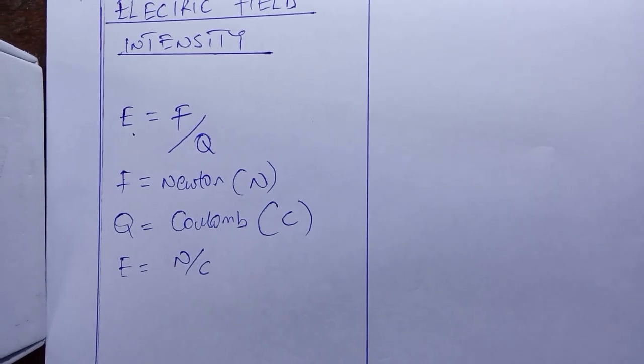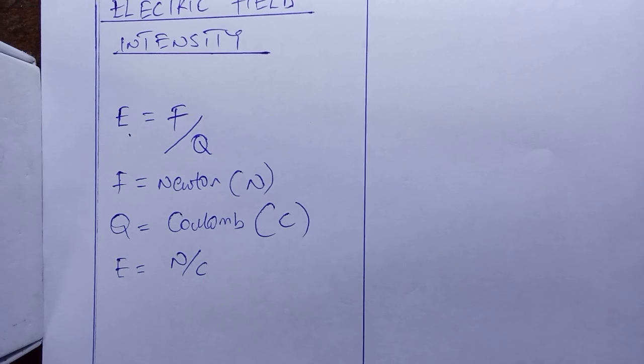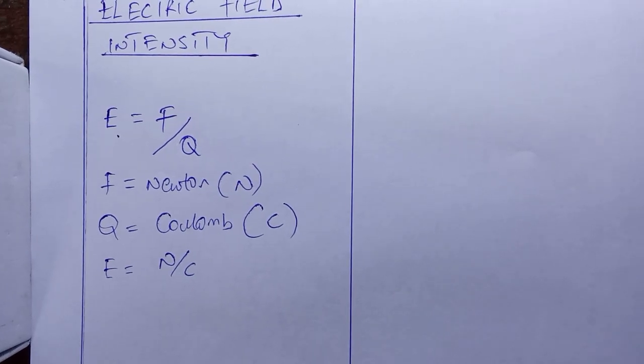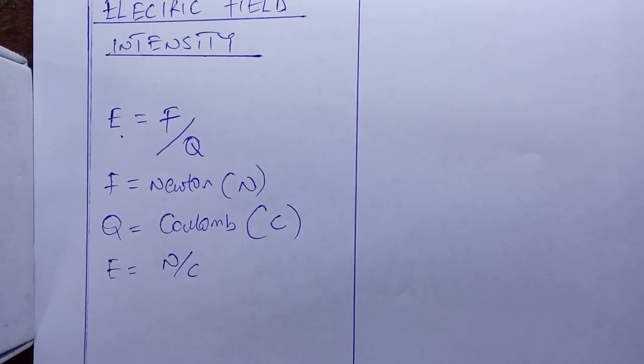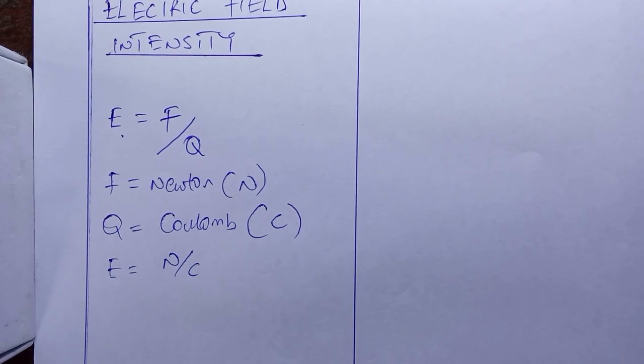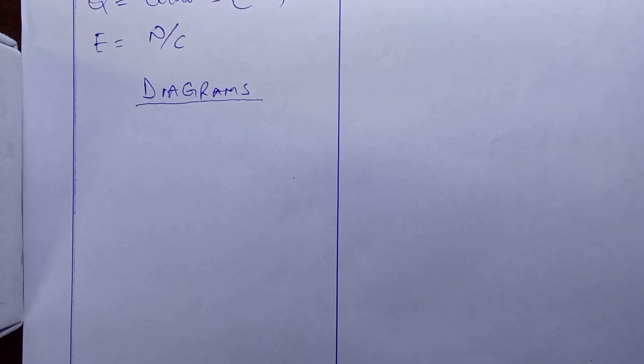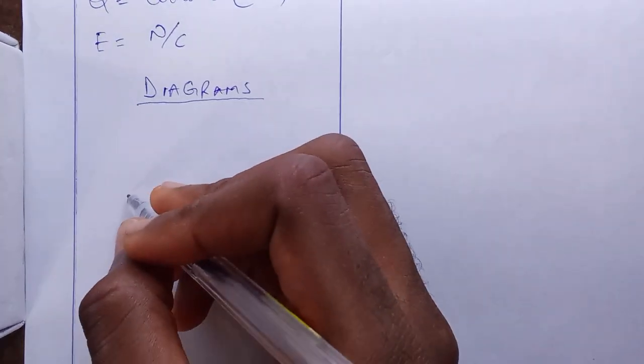Now, remember that today I will also show you how to find the electric field intensity of point charges, both a positive charge and a negative charge. But first, let me show you a diagram of the positive point charge and a negative charge. Let's do that now. So now let me show you the diagram of an electric field around a unit positive charge. So this is our positive charge.